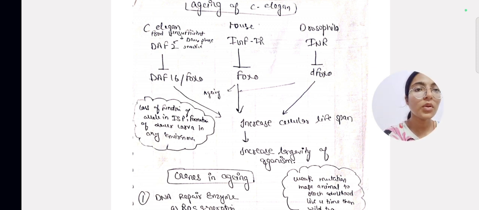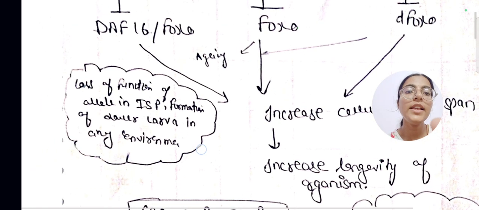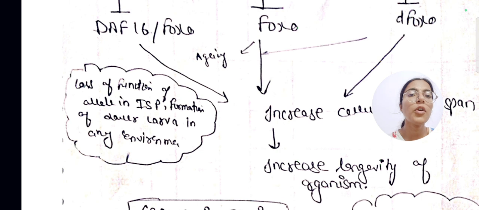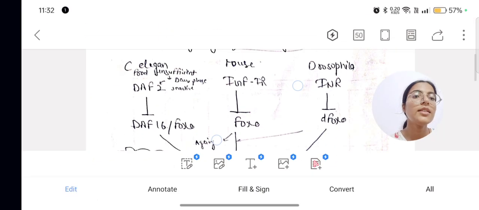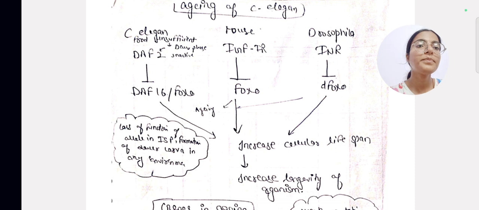These are most important. If there is a loss of function of alleles in the insulin signaling pathway, there is formation of dauer larva in the environment, as I said earlier. If there is an inactivation of DAF-2, this will result in entry into the dauer phase. This is all about the aging of C. elegans.